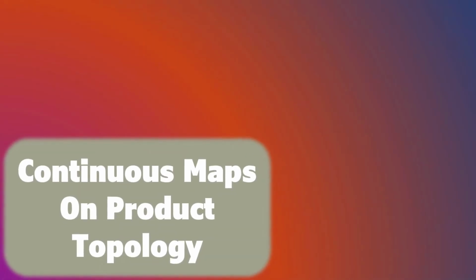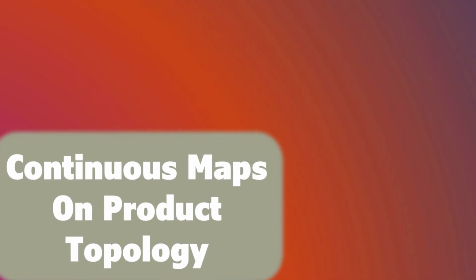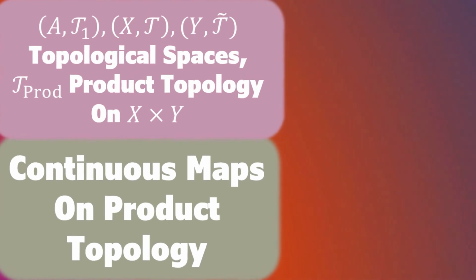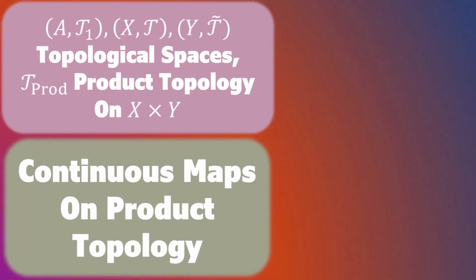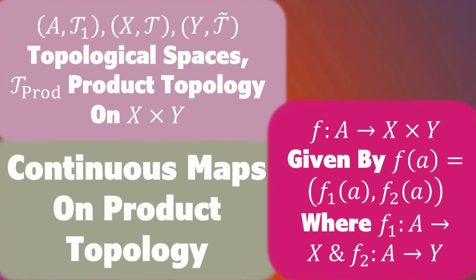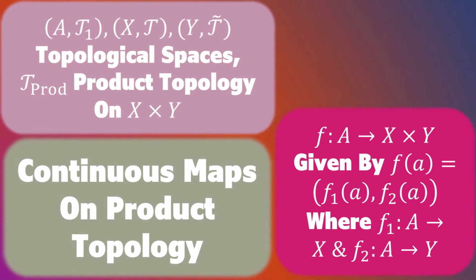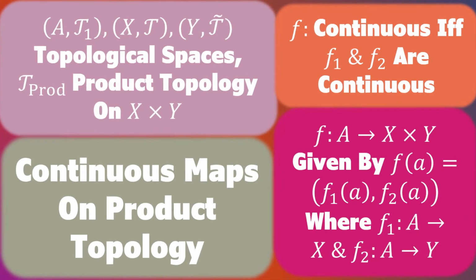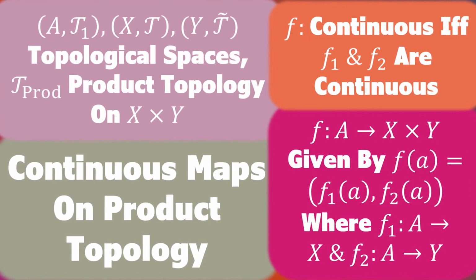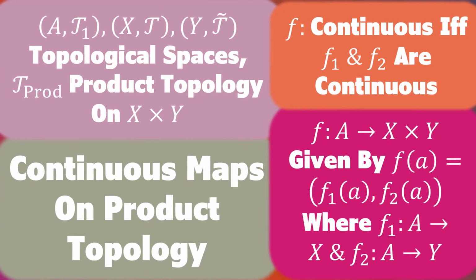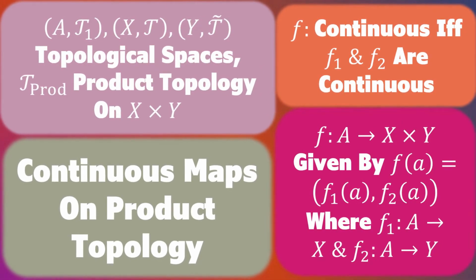Now, let's define continuous maps on a product topology. Let (A, T1), (X, T), and (Y, T̃) be topological spaces, T_prod the product topology on X × Y. Let f: A → X × Y be given by f(a) = (f1(a), f2(a)), where f1 is a function from A to X and f2 is a function from A to Y. Then f is continuous if and only if f1 and f2 are continuous.